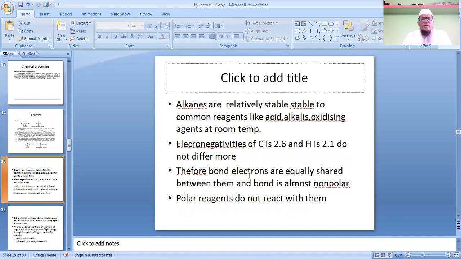Therefore, the bonding electrons are equally shared between them, and therefore they are almost non-polar in nature. So polar reagents do not affect them because these are non-polar. Alkanes being non-polar, they are not attacked by the polar reagents.